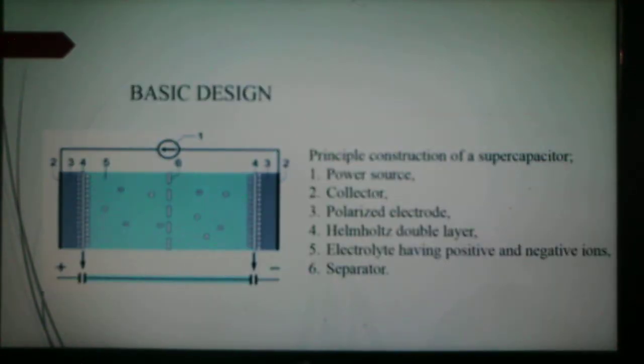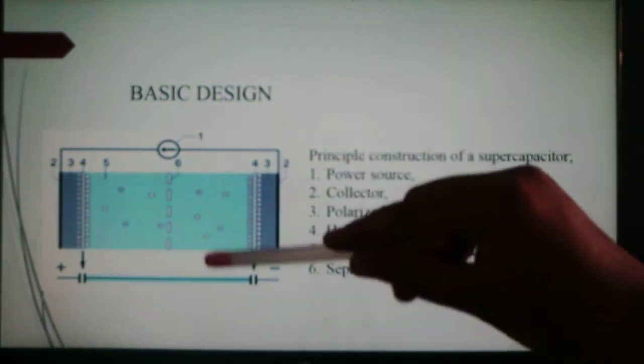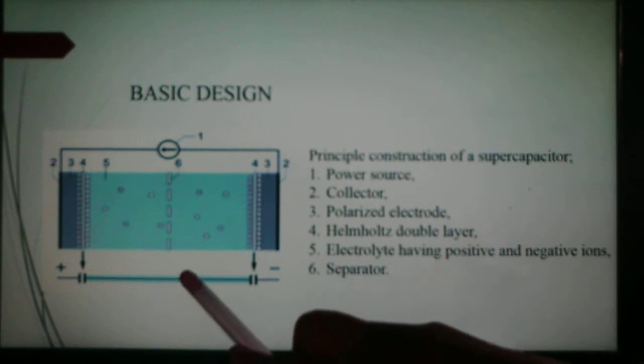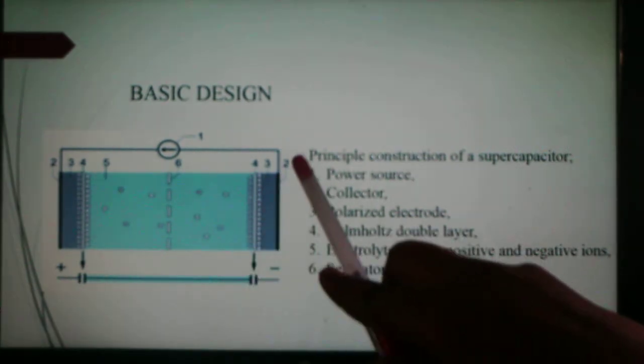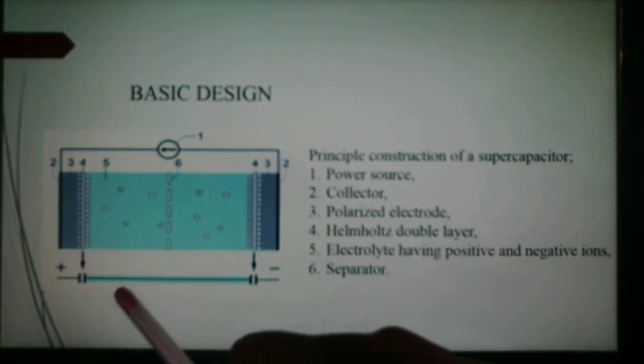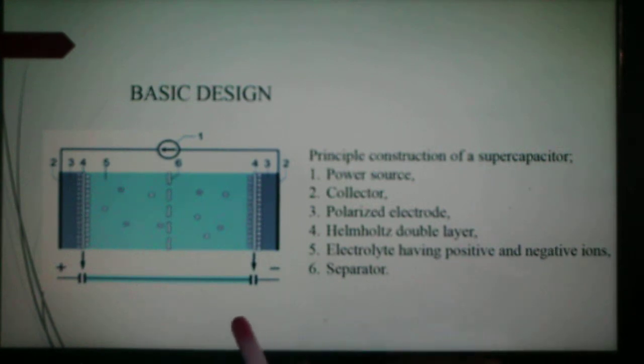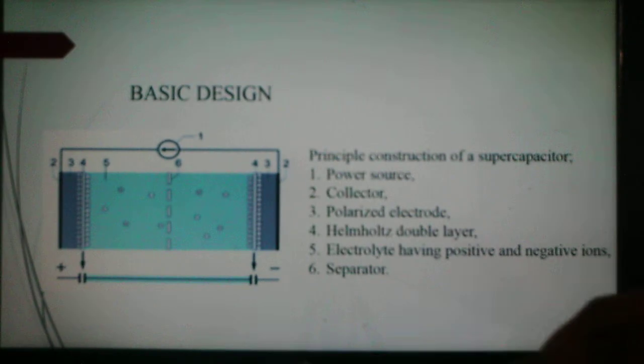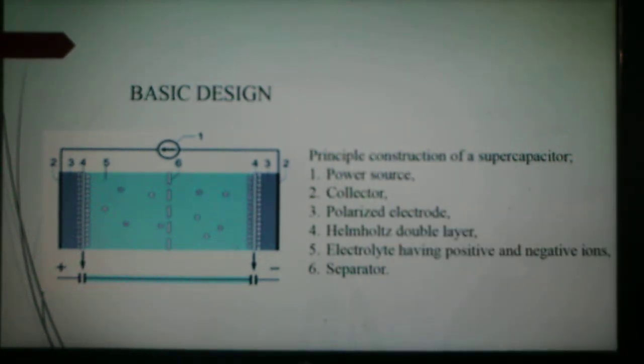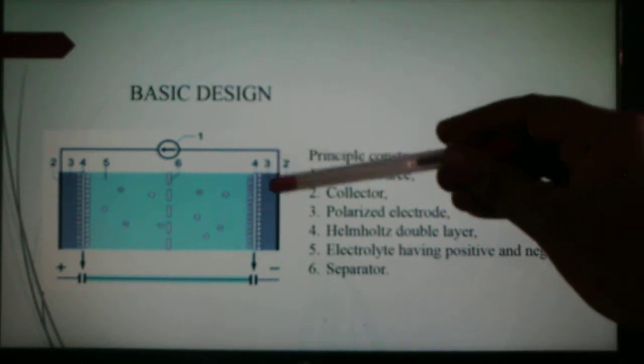Next is the basic design of the supercapacitor. Here two electrodes are separated by a separator. These are the separator, and these two are electrodes. These are connected to the ends of the capacitor. When the power source is connected, the second one is the collector, and the third one is the electrode.